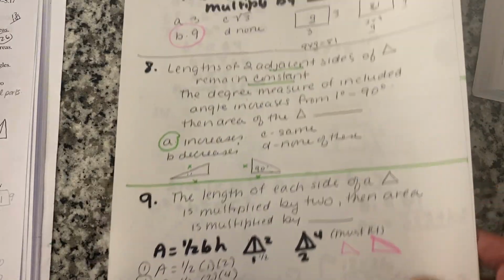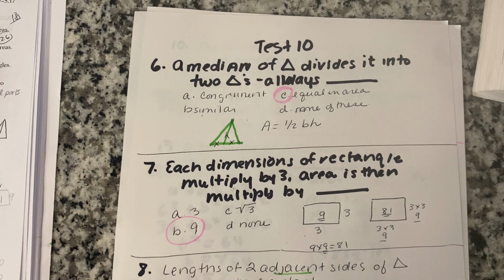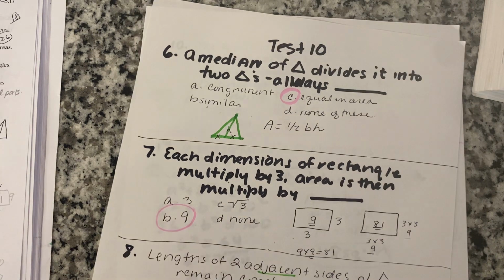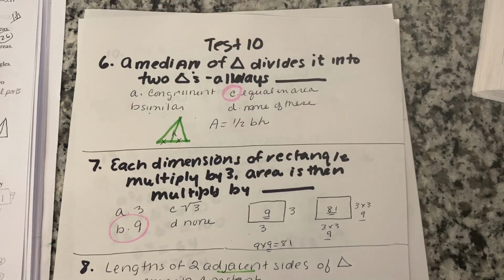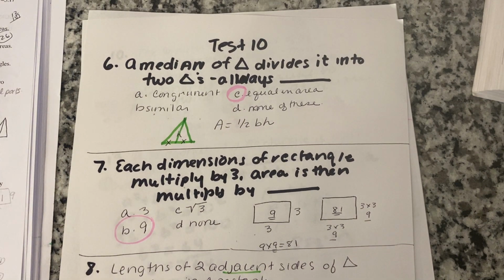Okay, now we go on to the other questions that are not true or false. In fact, they're multiple choice. Number 6 says, a median of a triangle divides it into two triangles which are always what? So let's draw a median.